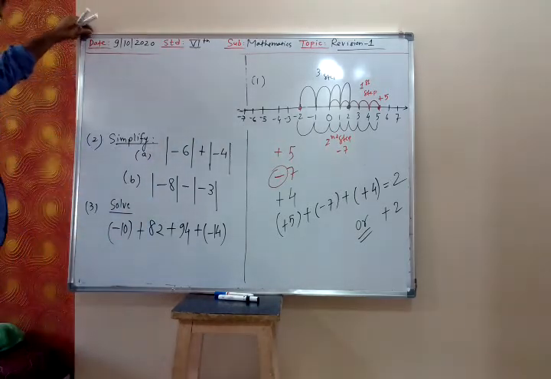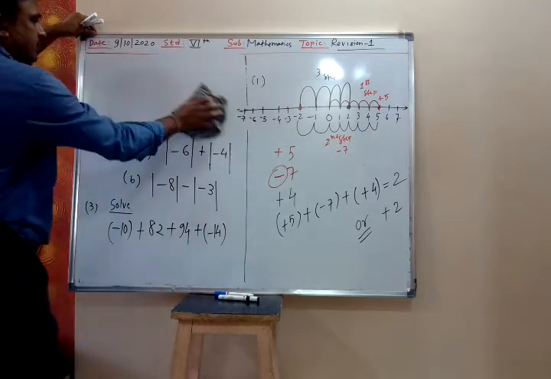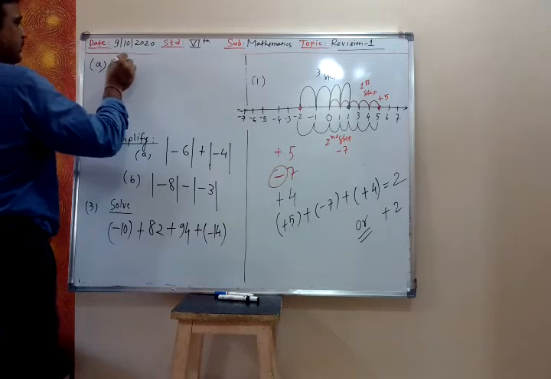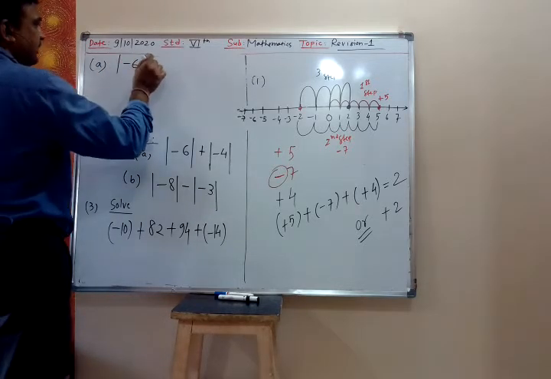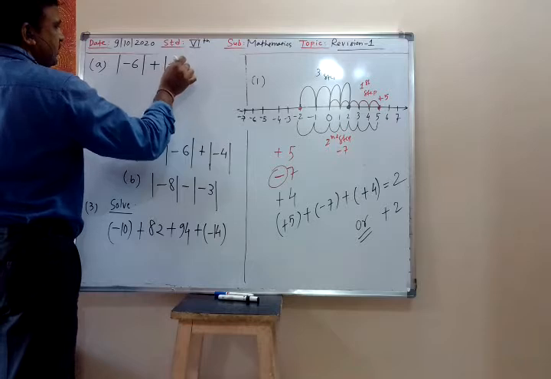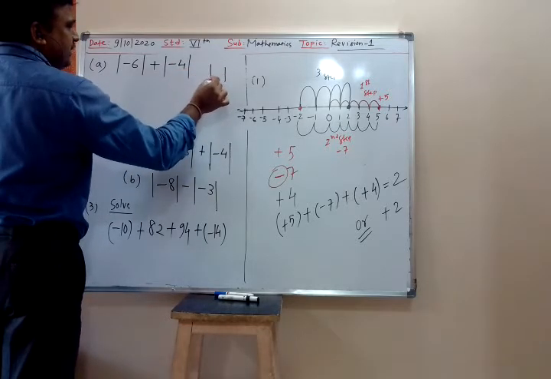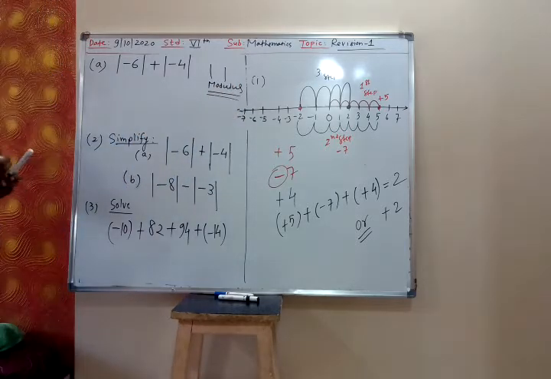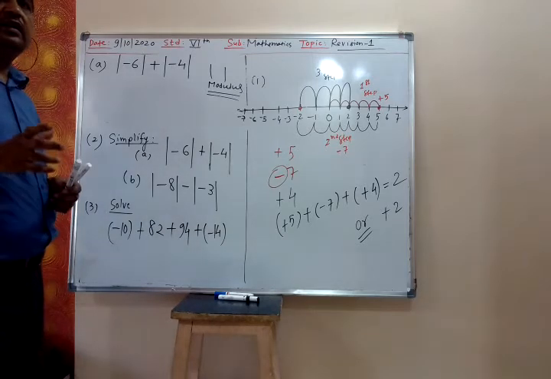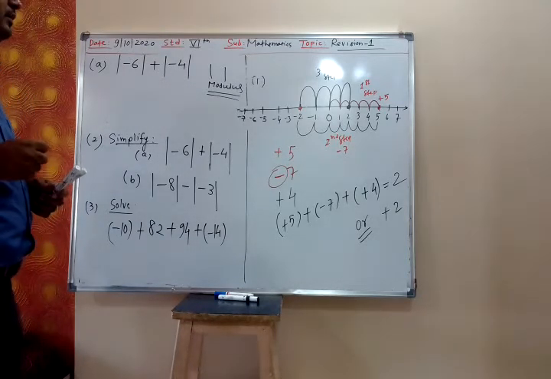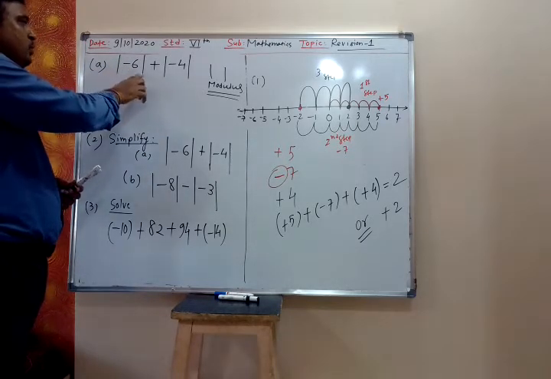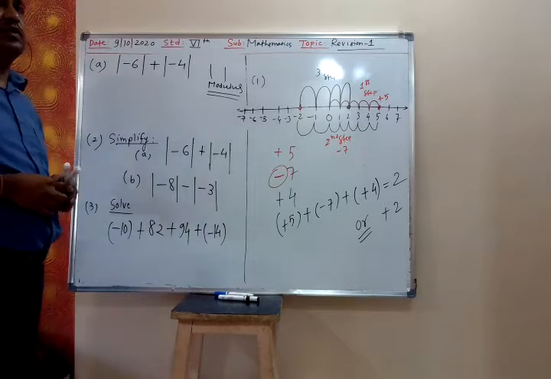Let us solve the second question. A: modulus of minus 6 plus modulus of minus 4. This bracket is known as the modulus bracket. This you remember. This is not your normal bracket. Normal brackets are round or square brackets, but this is a vertical line. When the number is between two vertical lines, this vertical line bracket is known as the modulus bracket.